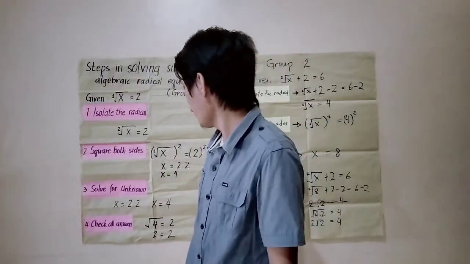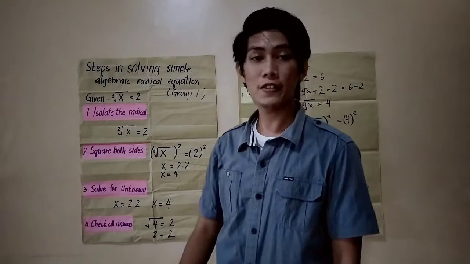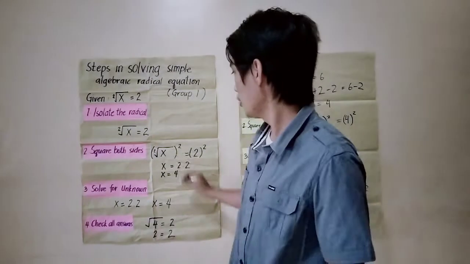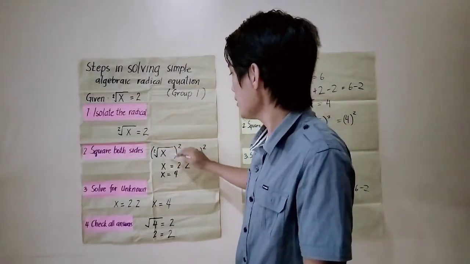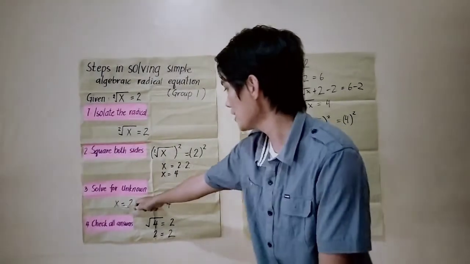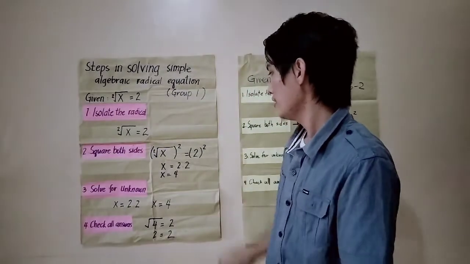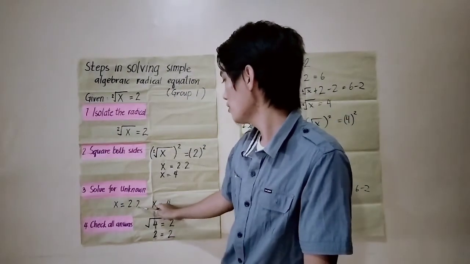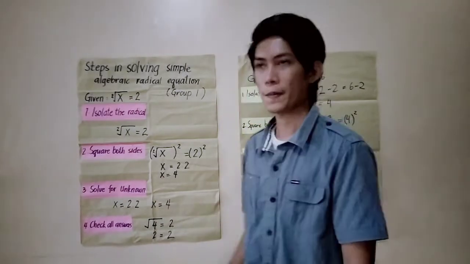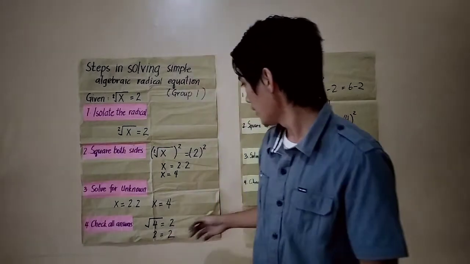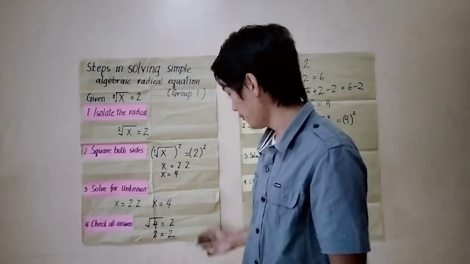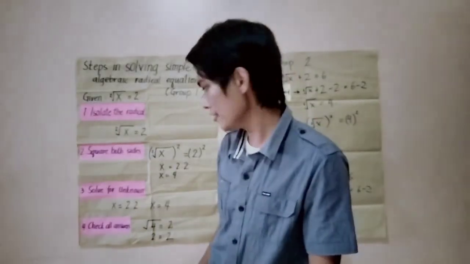So let's check for step 3. Solve for unknown. Were the group 1 able to solve for the unknown? Yes. So square root of x squared, so the square and the root cancel out, then 2 squared can be written as 2 times 2, and 2 times 2 is 4. So x equals 4. So now let's check for step 4, if 4 really is the correct answer.